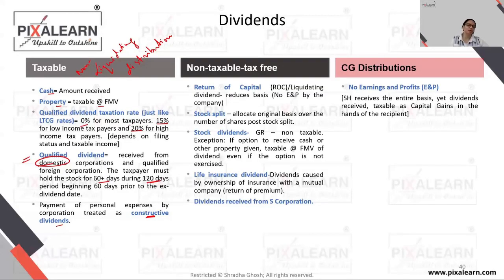So why is it maximum and minimum? There is a rate chart. I'll show you how that rate chart looks like. But you're not supposed to be memorizing those income tax brackets and stuff. So I'll just tell you why we say it is 0, 15 and 20%.